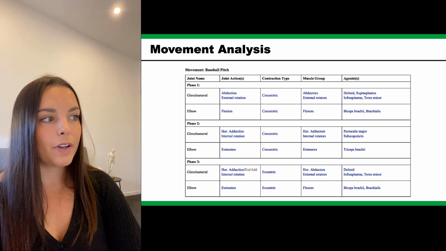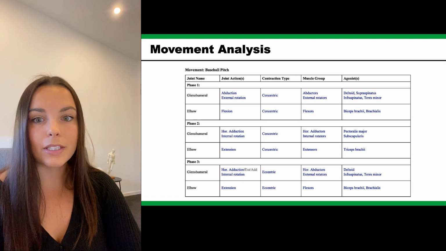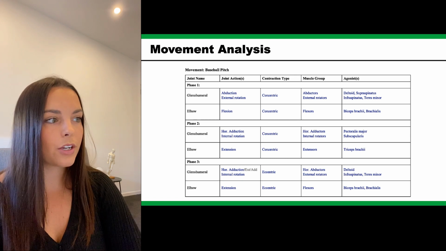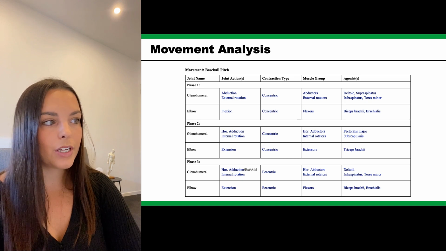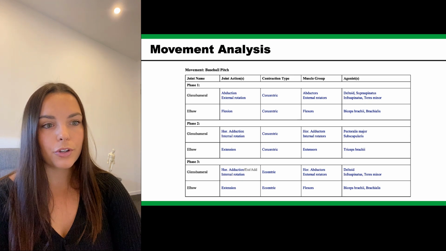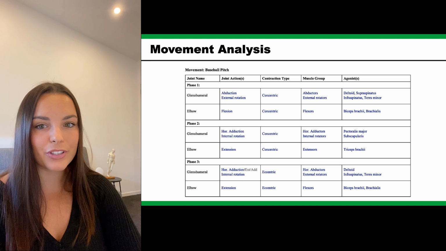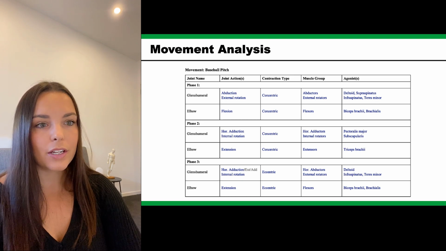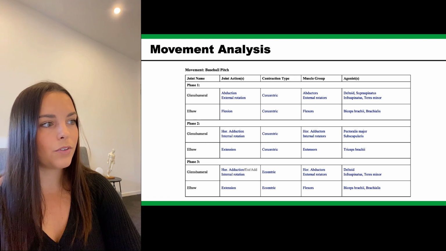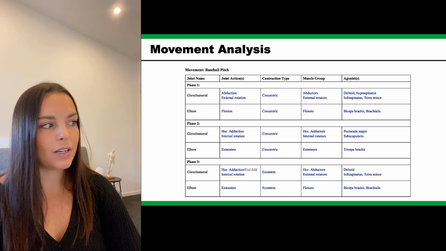For phase 3, we have eccentric now. So again, we're doing our deceleration. It's going to be an eccentric contraction. So it's going to be horizontal adduction and internal rotation again. Now, if you chose something different than horizontal adduction, if you put extension and internal rotation, I'd still give you the mark there. And if you put adduction and internal rotation, again, I would still give you the mark there. And for the elbow, it continues to extend.